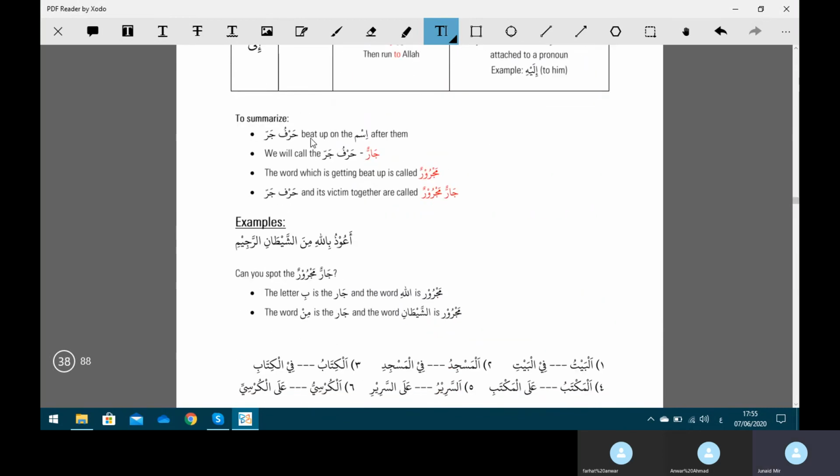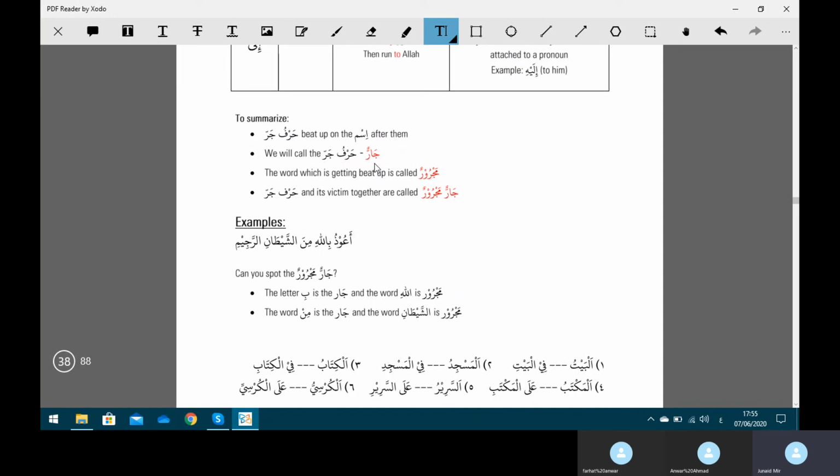To summarize, harf jar, they beat up on the ismun after them. When we say beat up, we mean they cause a change to them. Like when you beat somebody else up, you do cause a change to his physical features. Likewise, the huruf also beat up on nouns, and they cause a change to their physical property. The property being the case ending changes. We will call the harf jar jar.